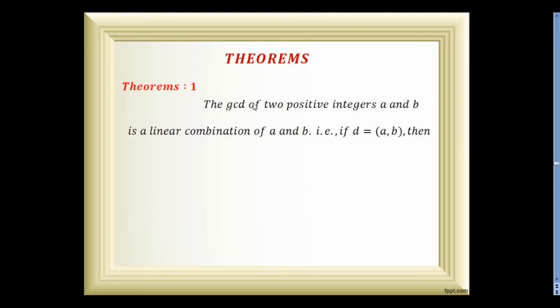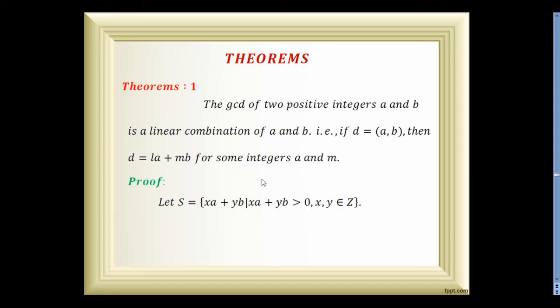Theorems. Theorem 1: the GCD of two positive integers a and b is a linear combination of a and b. That is, if d is equal to the GCD of a and b, then d can be written as l a plus m b, a linear combination, for some integers l and m. So we want to prove this statement.